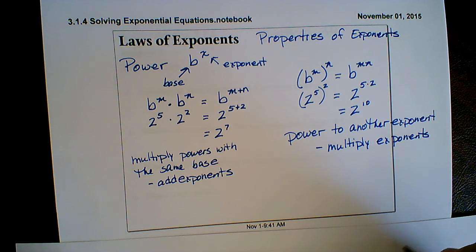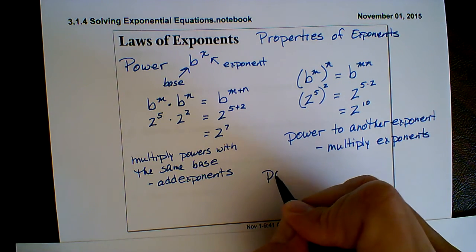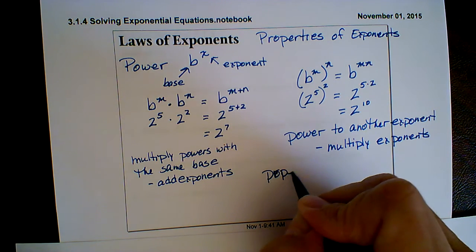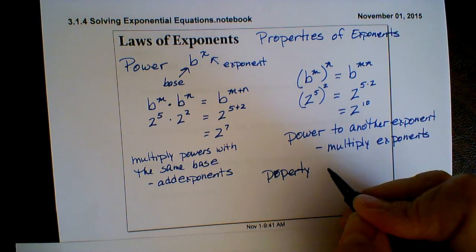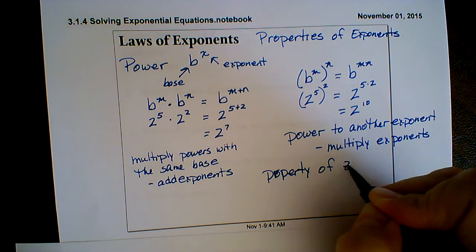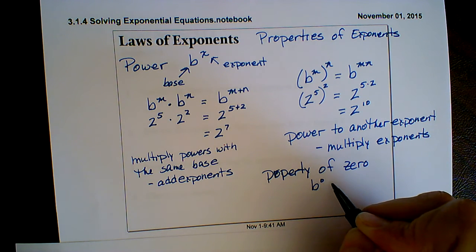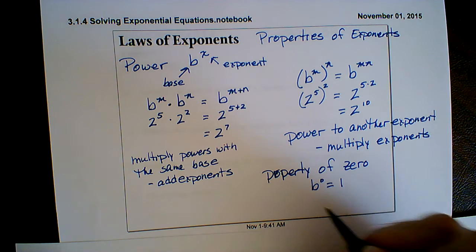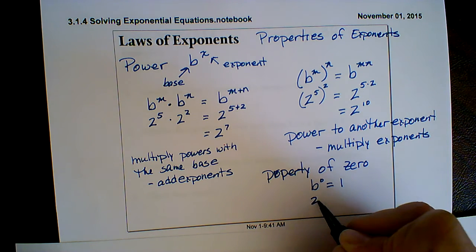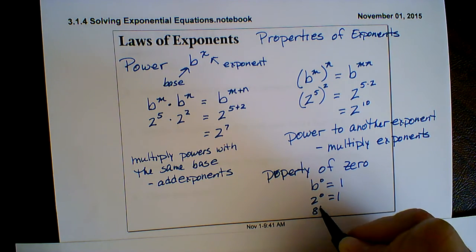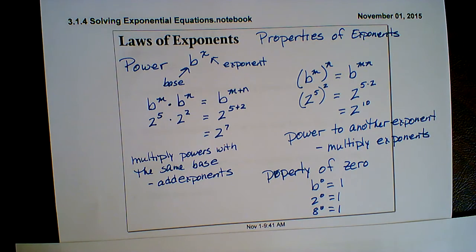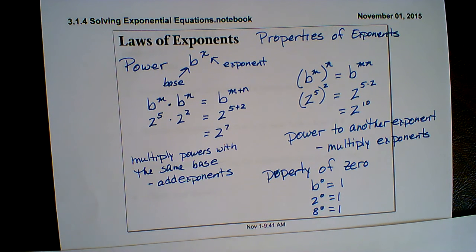And then one of our last examples is when we talk about the property of zero. And as we know, any power with an exponent of 0 gives us 1. So b to the 0 is 1, 2 to the 0 is 1, 8 to the 0 is 1, everything to the 0 is 1. Now the last thing we need to remember, and that's really important to what we're going to be doing today, is what we do when we have negative exponents.